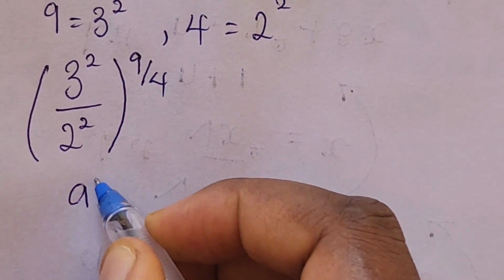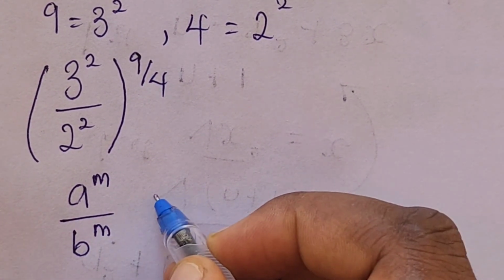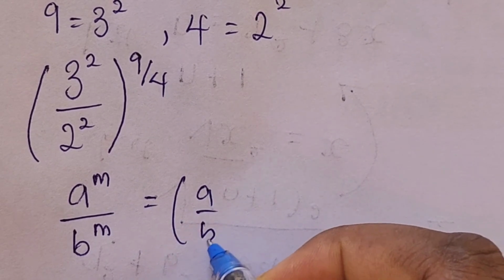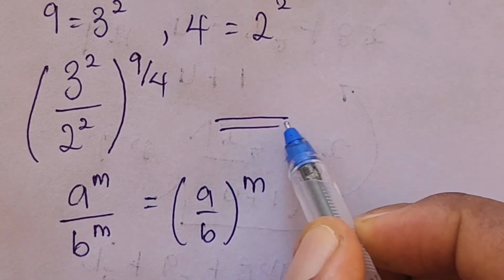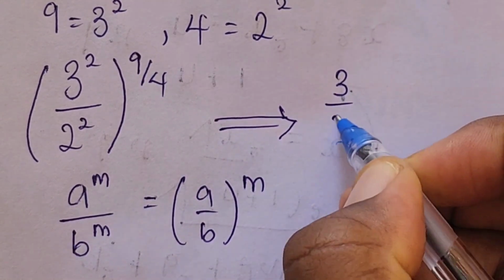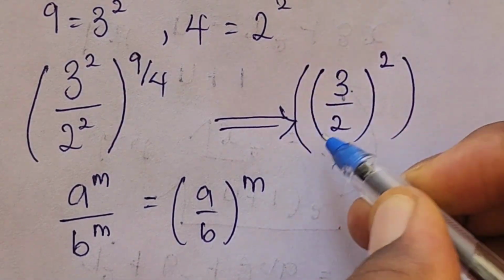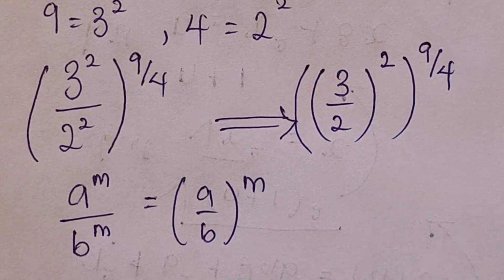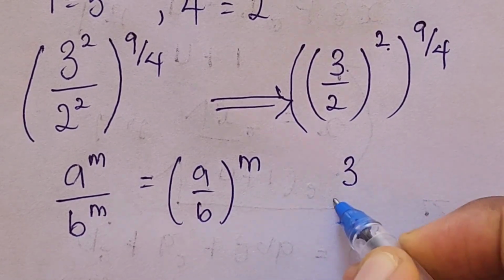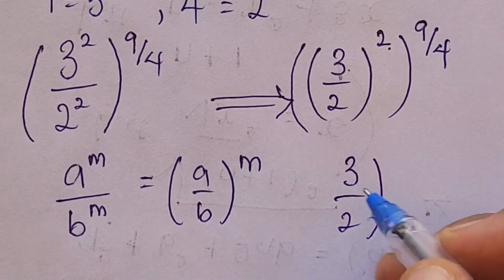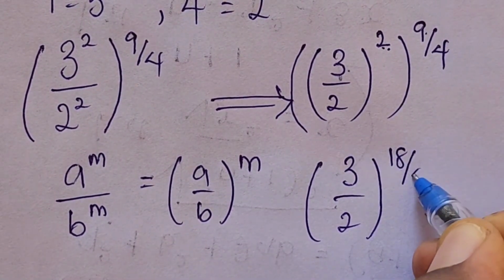But when we have a to the power of m over b to the power of m, this is the same as a over b all to the power of m. So this equation becomes 3 over 2 all to the power of 2, further raised to the power of 9 over 4. We'll be multiplying the powers here to have 3 over 2 all to the power of 2 times 9, we have 18 over 4.